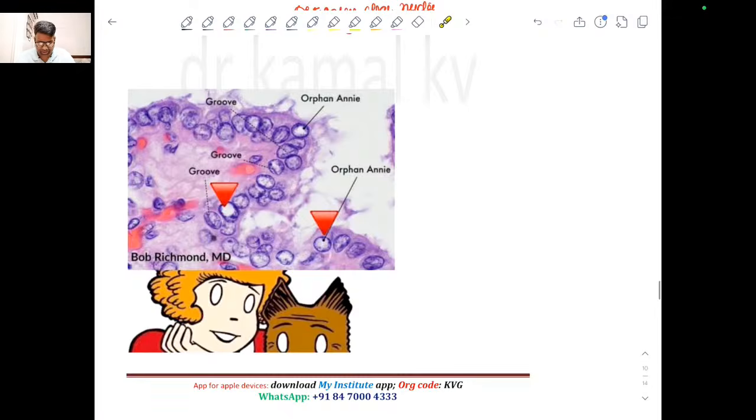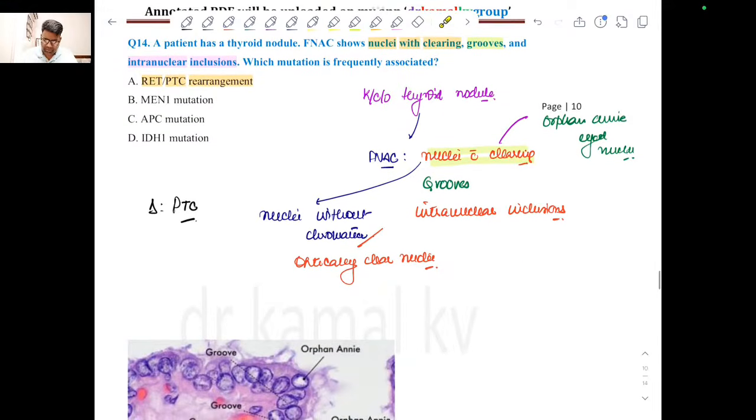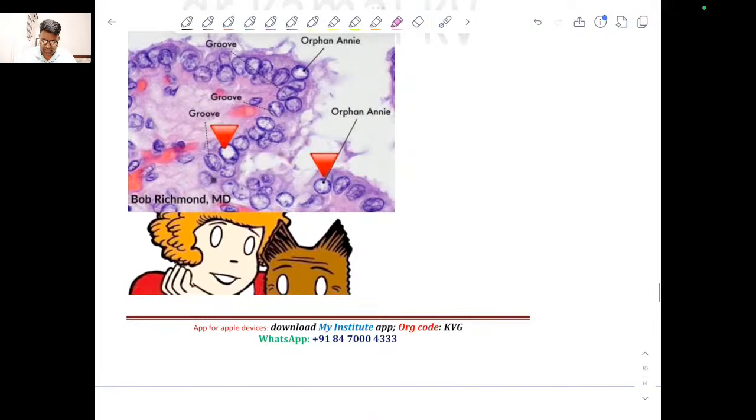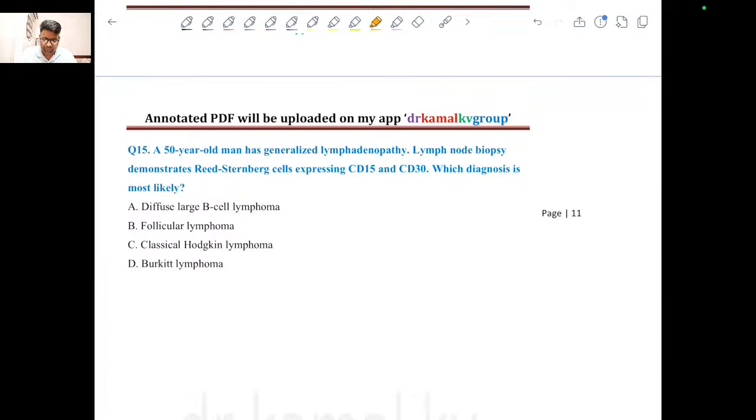APC, familial adenomatous polyposis, very good. So, this is how you need to diagnose the condition first, and then you have to associate it with the pathology or the question asked. Then next question, a 50-year-old male has generalized lymphadenopathy. So, there is generalized enlargement of the lymph nodes, and the lymph node biopsy shows Reed-Sternberg cells, RS cells, which are positive for CD15 and CD30.